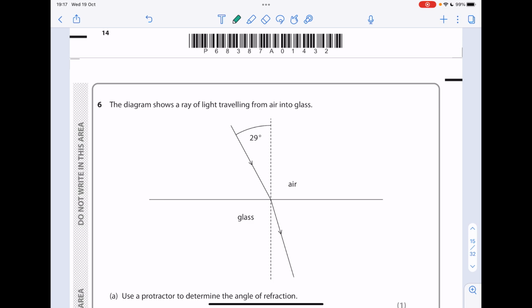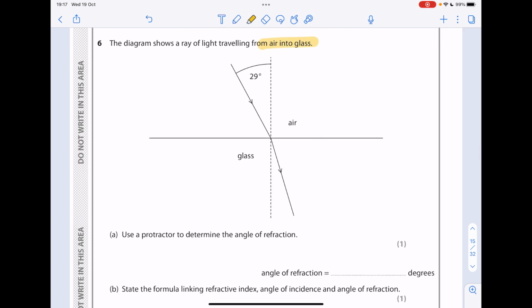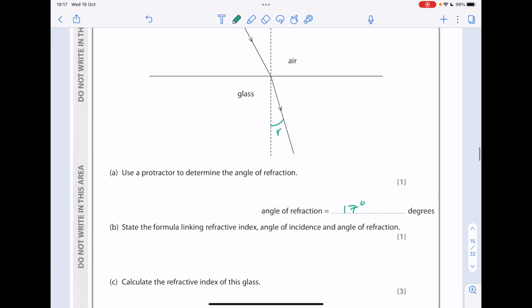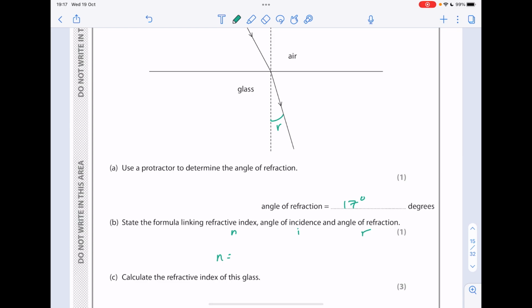The diagram shows a ray of light travelling from air to glass. Use a protractor to determine the angle of refraction. So you need to use your protractor to find this angle here, and you'll find that it's 17 degrees. State the formula linking refractive index, which remember is n, angle of incidence, which is I, and angle of refraction, which is r. Remember it's n equals sine I over sine r.